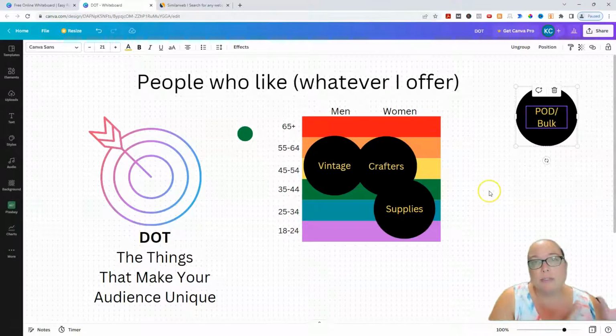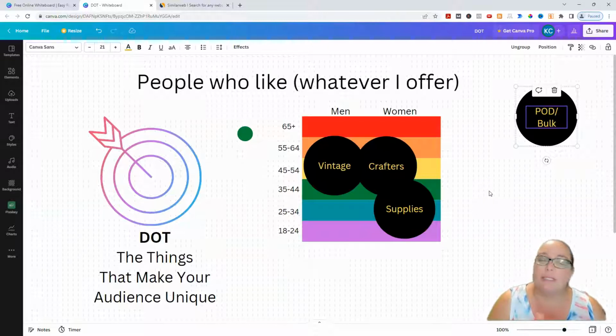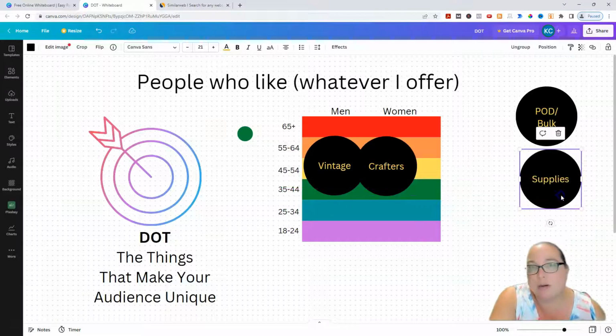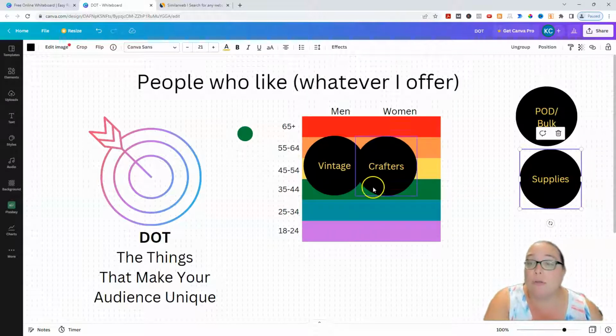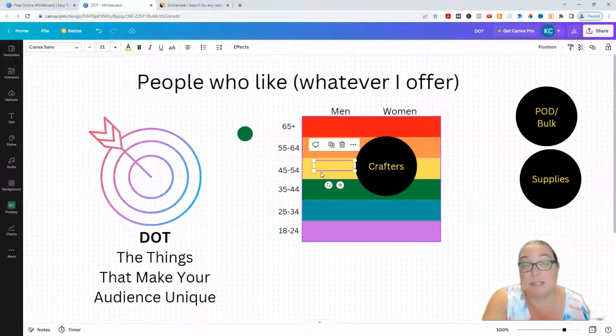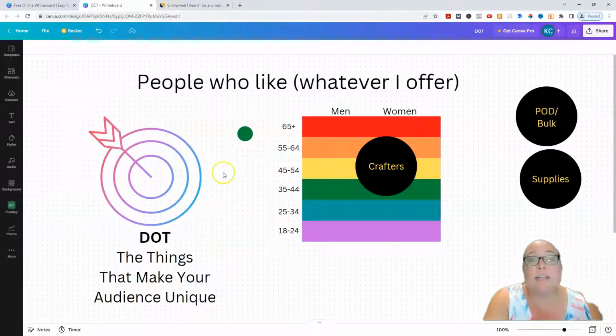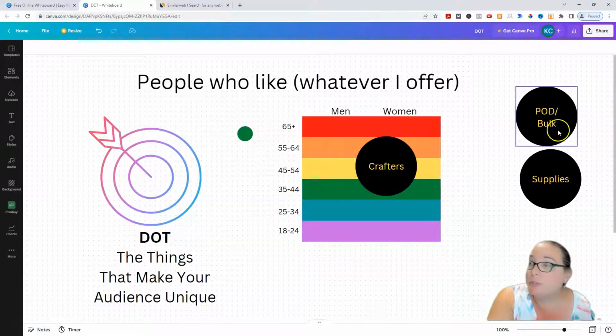And my course is geared more towards people who know what they want to sell, but they need help with listing it and figuring out Etsy, right? So supplies is not really going to work because, again, that's not really the whole focus, it's more on crafters. Vintage, I don't want to deal with. I'm just going to delete them. I do not want to deal with vintage. So I'm deleting vintage. So I've got crafters, print on demand, bulk, and supply.